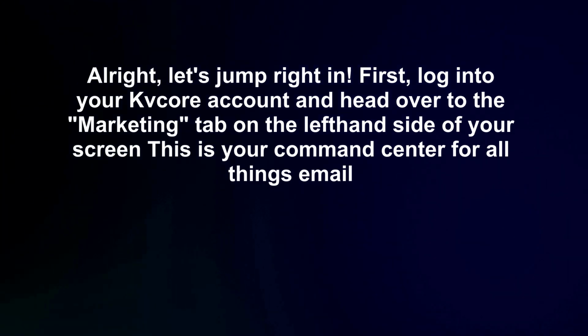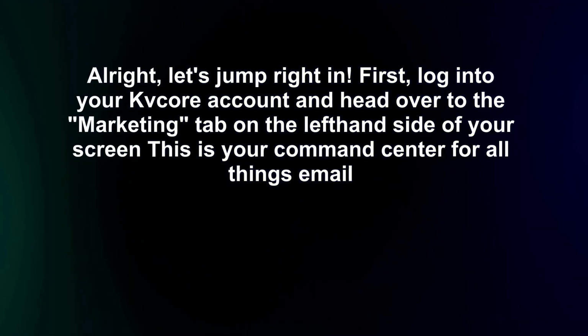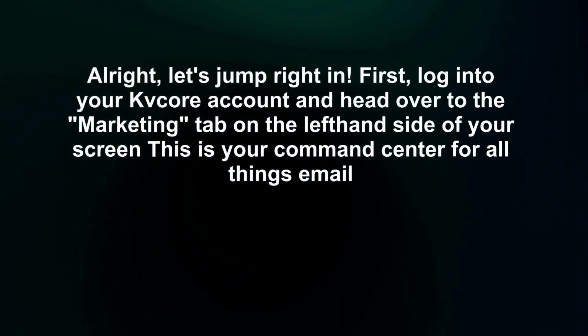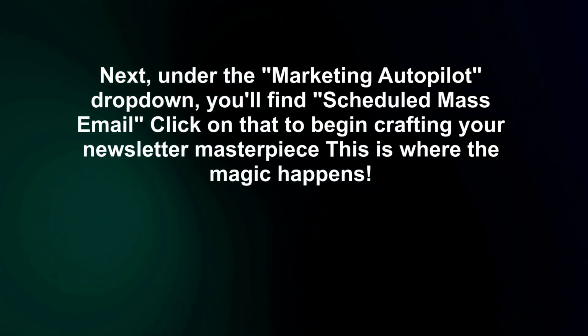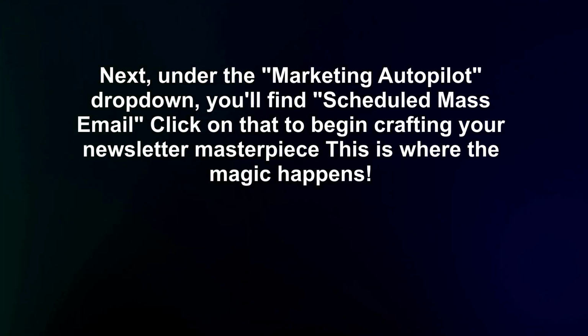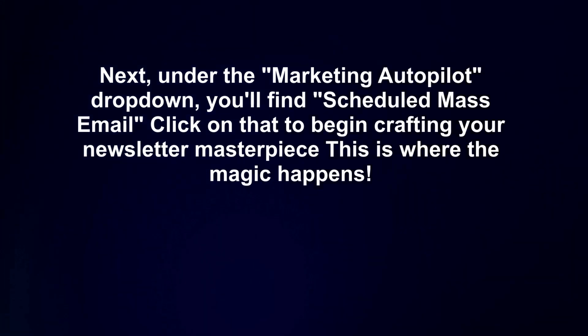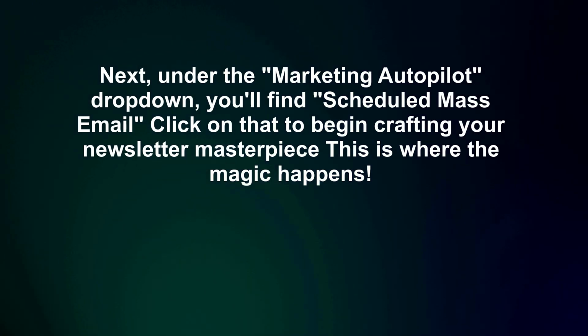First, log into your Kvcore account and head over to the Marketing tab on the left-hand side of your screen. This is your command center for all things email. Next, under the Marketing Autopilot dropdown, you'll find Scheduled Mass Email. Click on that to begin crafting your newsletter masterpiece. This is where the magic happens.